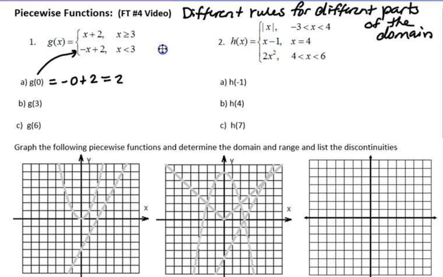Now when we look at g of 3, we're looking at the top rule because this is where x is greater than or equal to 3. This is where x is less than 3 but not equal to 3. So for number 3, we're applying this particular rule. So we say g of 3 is 3 plus 2, or 5. And g of 6 also applies to the top rule. G of 6 is 6 plus 2, which is 8.